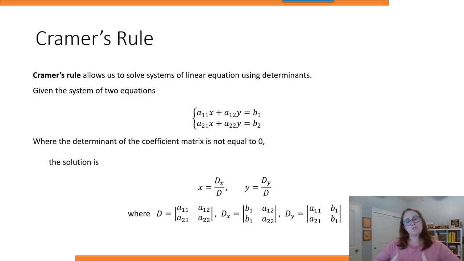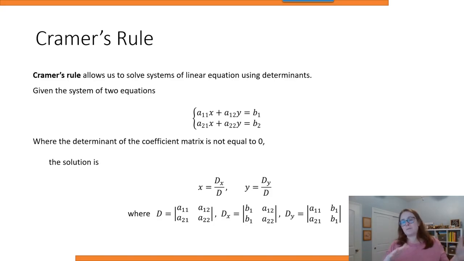And then I'm going to create two other matrices and find their determinants. So the second one, we're going to call it Dx. And I've taken the coefficient matrix and replaced the x coefficients with the b1 and b2 on the other side of the system. And I find that determinant. And Dx divided by D will give me the x in my solution to the system. And then for Dy, this time I take the coefficient matrix and I replace the y coefficients with b1 and b2 and find that determinant. And then y will be equal to Dy over D.